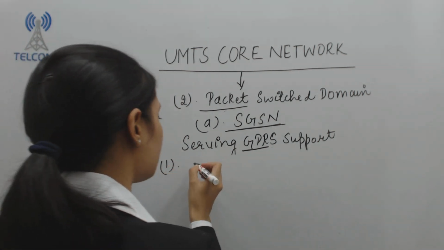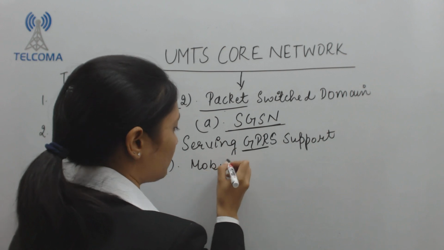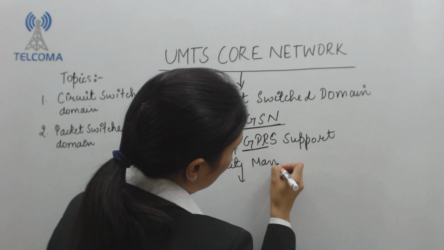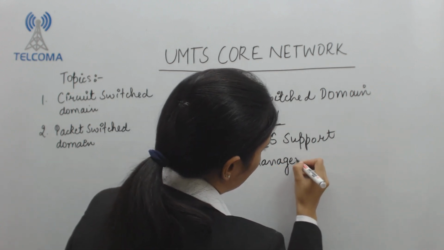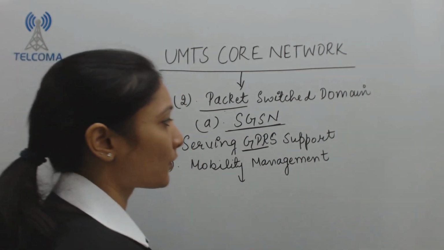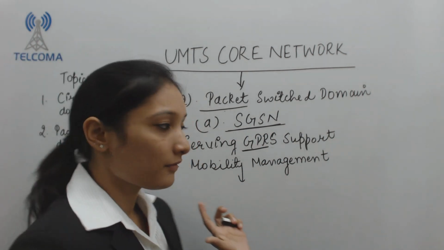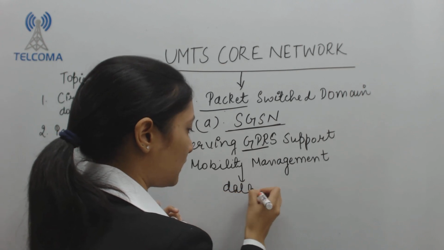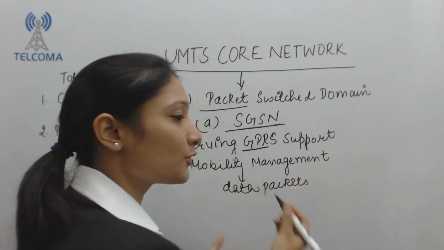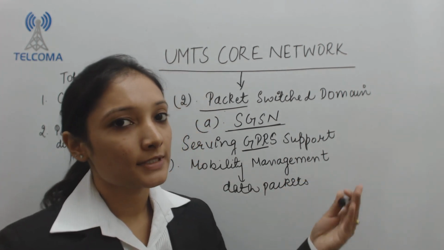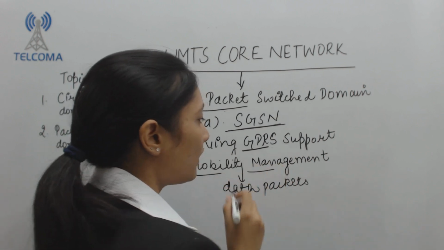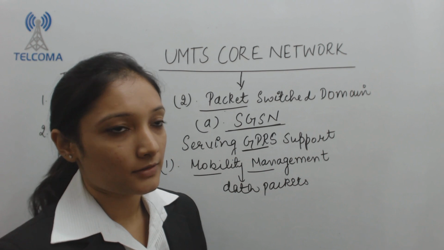first one of them is mobility management. So that means the SGSN node is responsible for the forwarding of data packets to the user or from the user to some other user who is lying in some other network. So that is, this is responsible for the routing of your data packets.